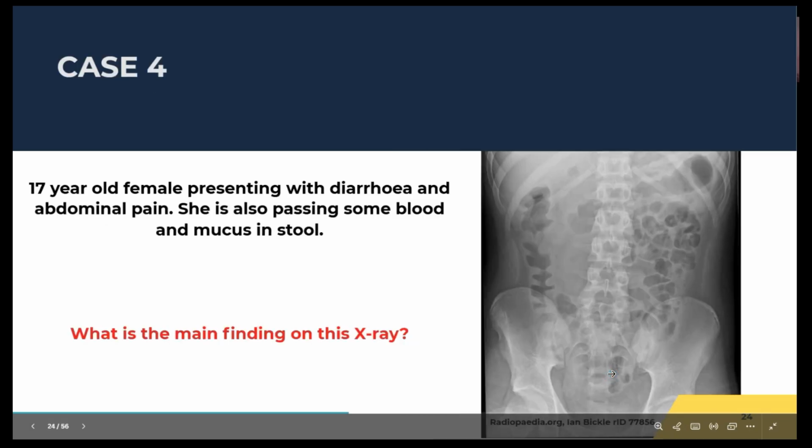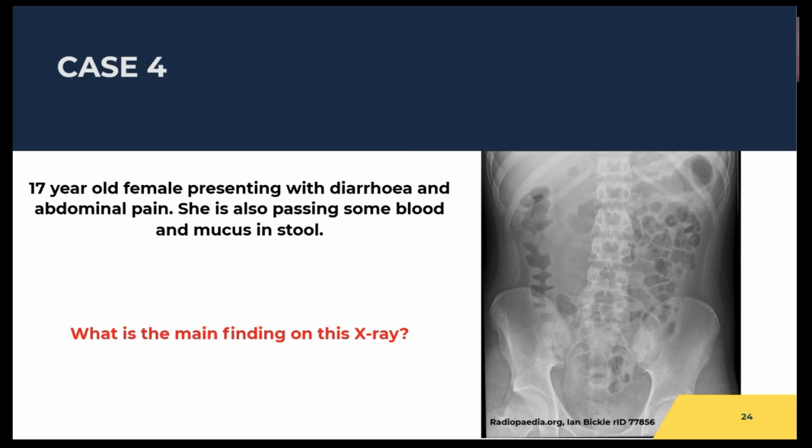Okay, so I've got case 4 now. This is a 17-year-old female who's presenting with diarrhea and abdominal pain. She's also passing some blood and mucus in stool. So what is the main finding on this X-ray?